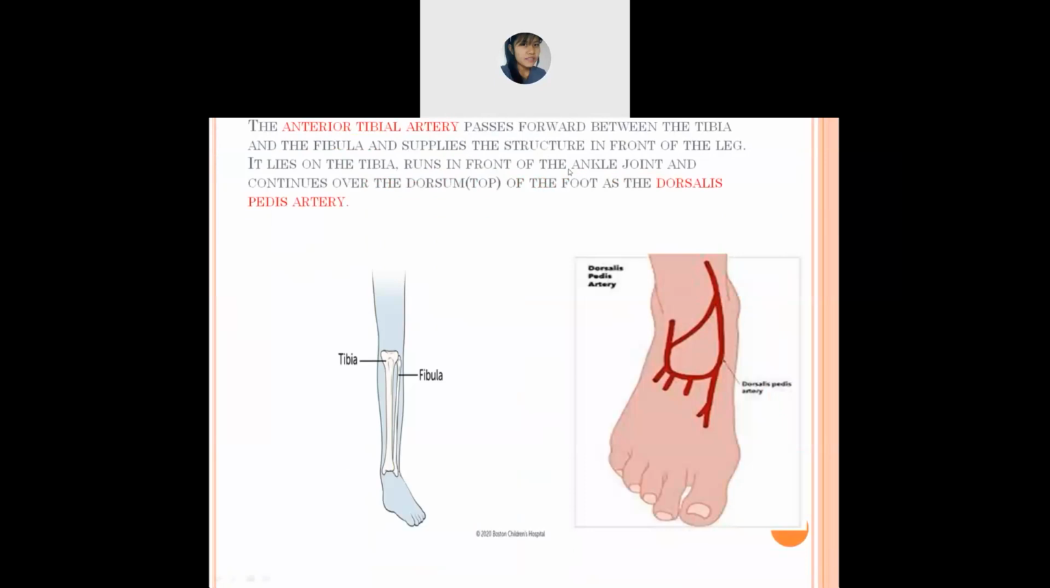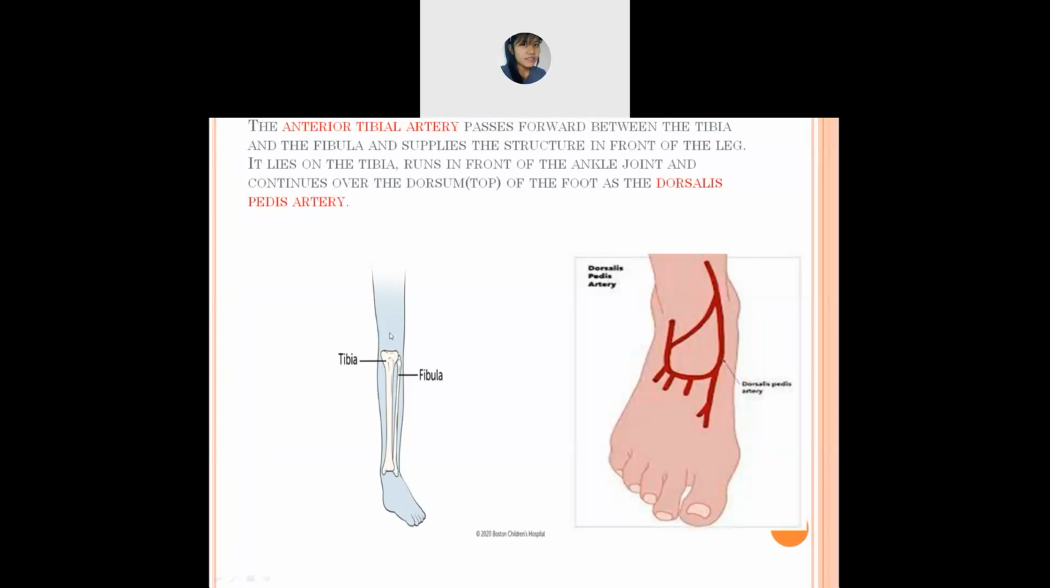Okay, next is the anterior tibial artery. Let us see what you will find in the anterior tibial artery. So the anterior tibial artery lies at the front, right? It is in between the tibia and the fibula. So these are bones. Don't get confused, these are the bones. I'm just showing it to you all for better understanding. So the anterior tibial artery is situated right in the middle, in between these two bones, tibia and fibula.